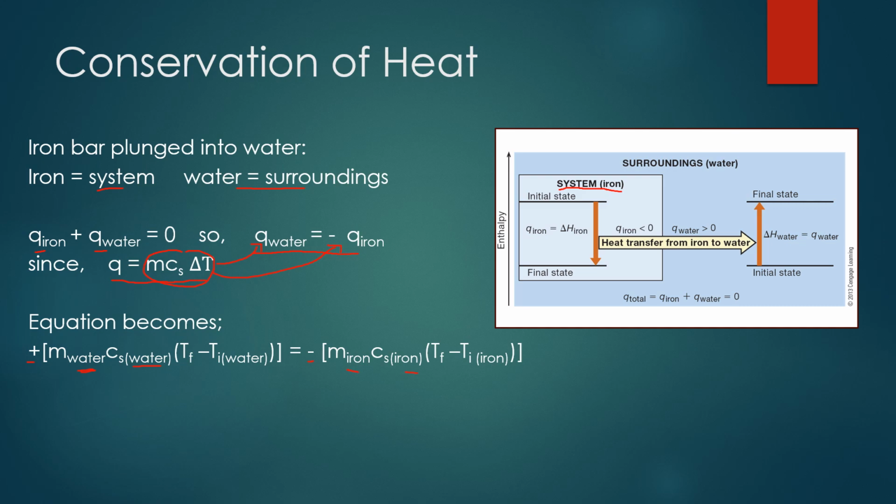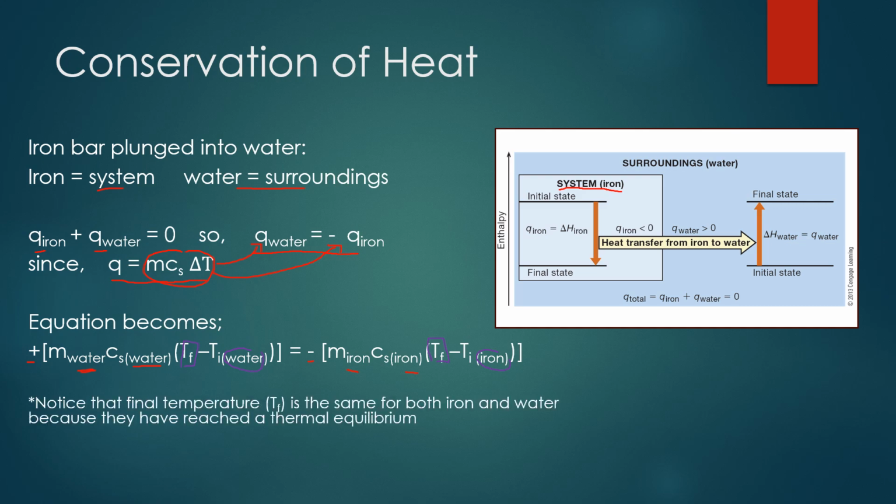Now notice for the change in temps on both sides of this equation, we have the initial temp of the water on the left side and the initial temp of the iron on the right. But notice the final temp. The final temp we have no subscript by. The reason we don't have a subscript by it is because the final temp is going to be the same on both sides. Why is the final temp the same on both sides?